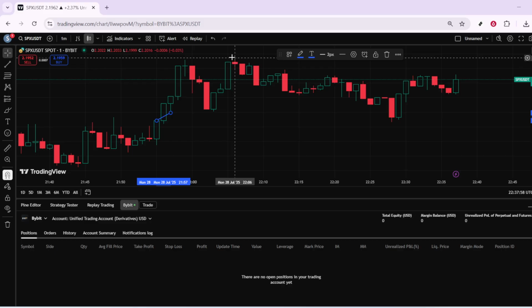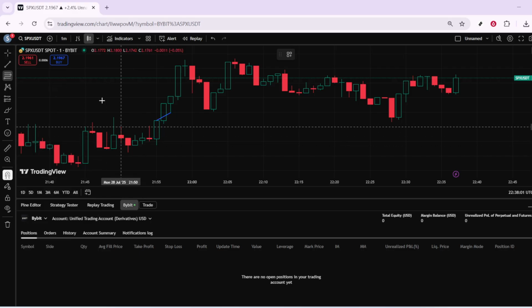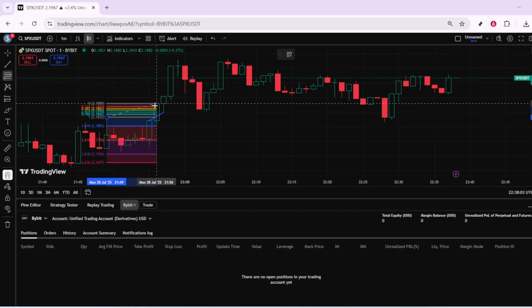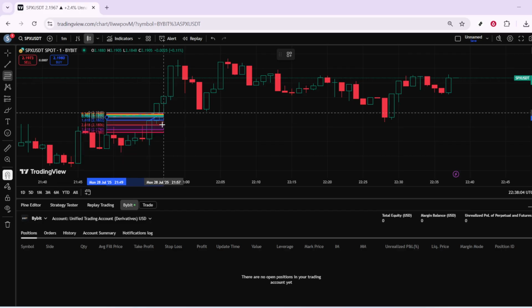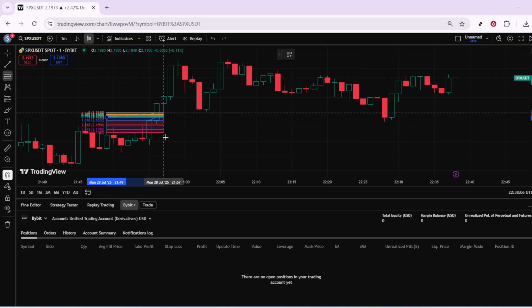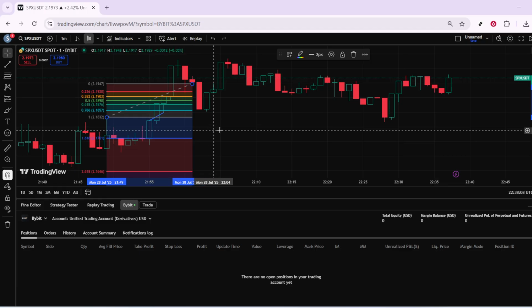In this toolbox, look for the option labeled Fibonacci Retracement. It's one of the core tools offered by TradingView for technical analysis, specifically designed to help traders identify key levels where the market might retrace before continuing in its original direction. Now, if you're wondering why this might be important, Fibonacci levels are calculated based on a sequence of numbers that can help predict future price movements based on historical data.